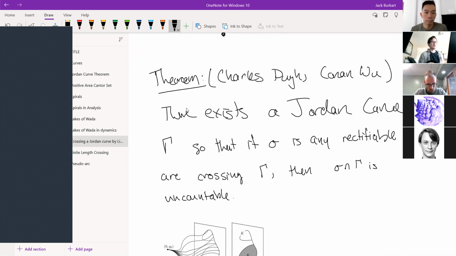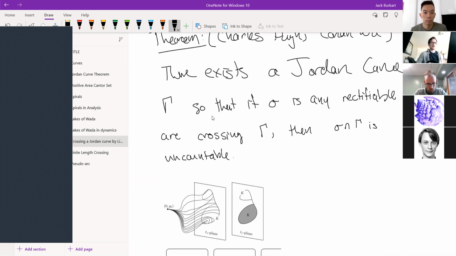So it's a theorem of Charles Pugh and Conan Wu that there exists a Jordan curve so that if sigma is any rectifiable arc crossing gamma, so here's my Jordan curve, and sigma is just going to be some finite length arc, and it can take as many detours, it doesn't have to be a bunch of polygonal segments, then sigma intersects gamma at an uncountable set of points. No rectifiable arc, no finite length arc can cross the Jordan curve at one point. It always has to be uncountable.